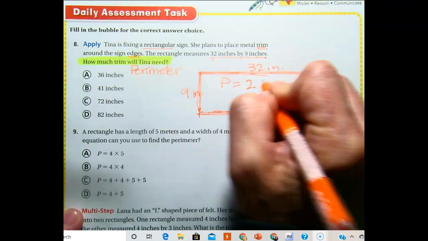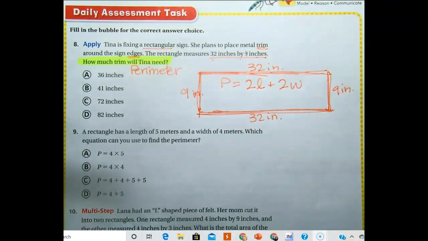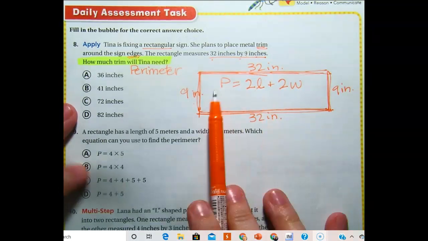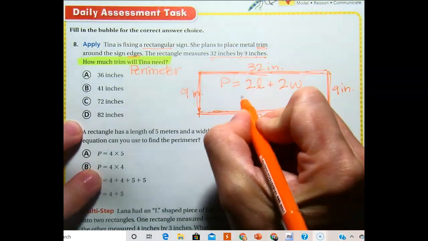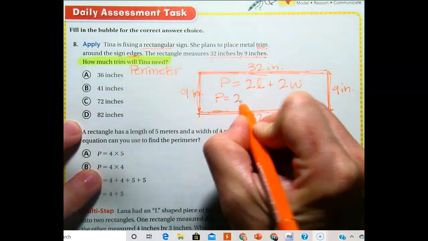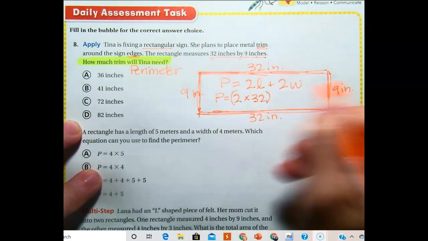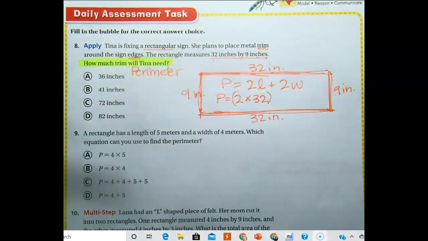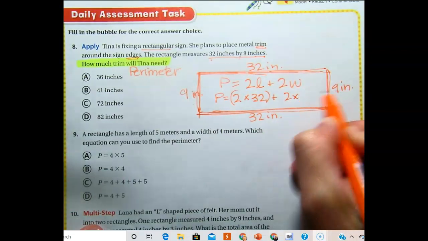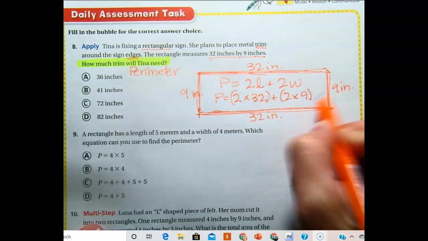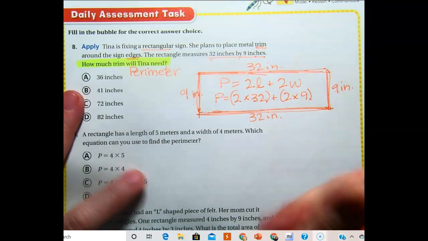P equals 2L plus 2W. All we have to do is replace what we already know. We do not know the perimeter. That's what we're being asked to find. But we do know the length. So let's say P equals 2 groups of length, which is 32 inches. Let's put that in parentheses, because that belongs together. Plus 2 groups of width, which is 9. Again, put that in parentheses because those figures belong together.